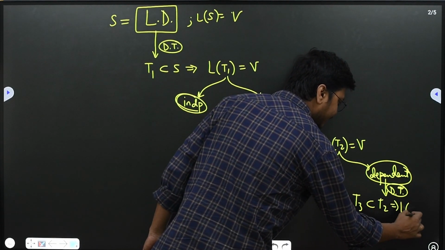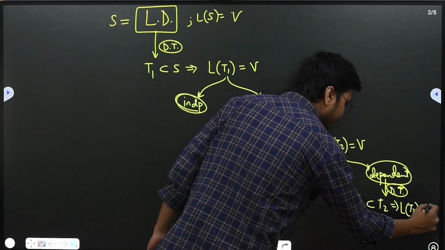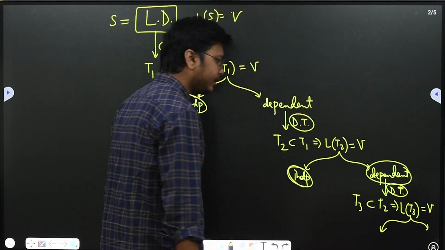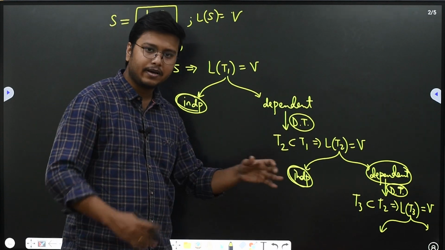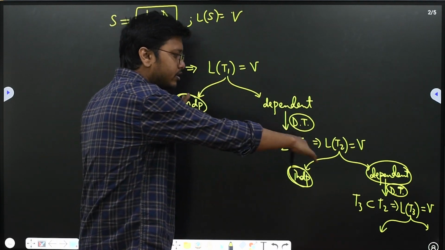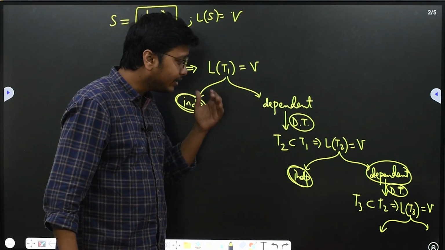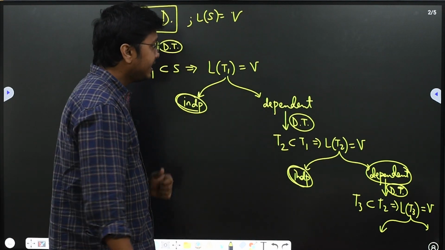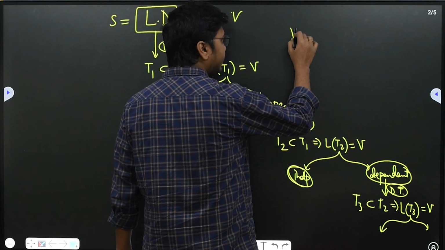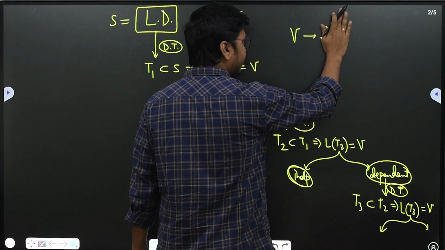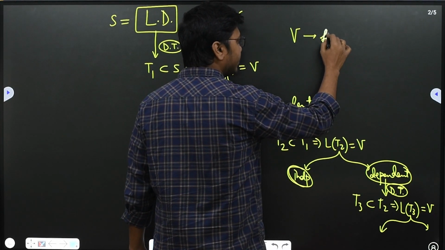such that T3 would be generating the vector space V, and again you can branch out T3 into parts, dependent and independent, and this tree process will go on. Okay, now the question is, how long will it go on? If I tell you that V is finite dimensional, or that V is finitely generated.